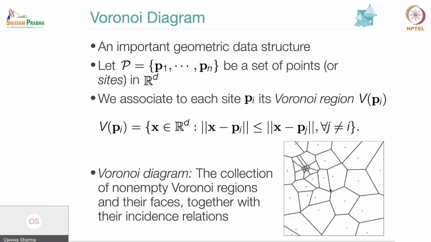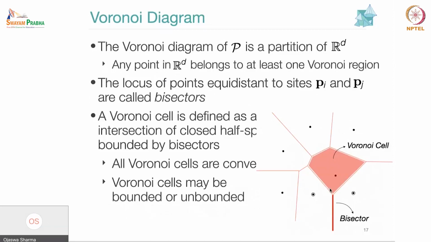All right, so these are Voronoi regions. What is a Voronoi diagram? The Voronoi diagram is a collection of non-empty Voronoi regions and their faces together with their incidence relationships, right? So the tiles and then the boundaries of these tiles together form the Voronoi diagram.